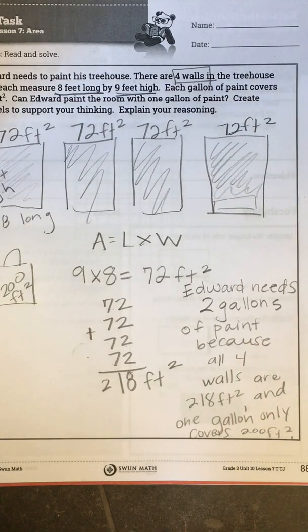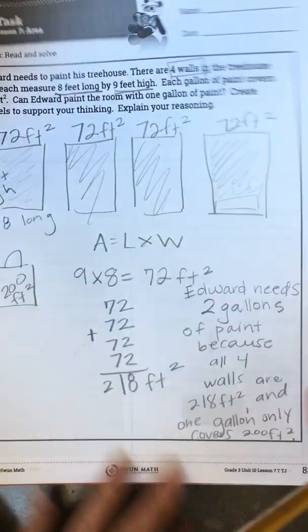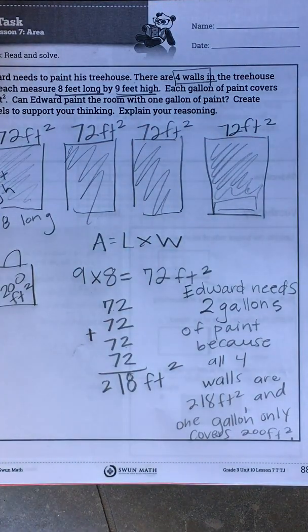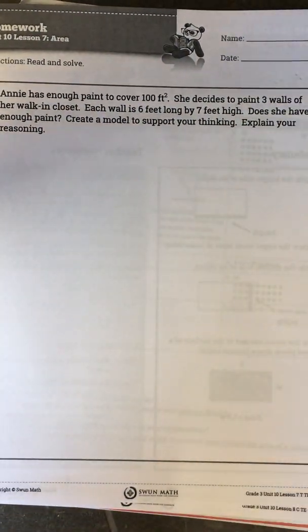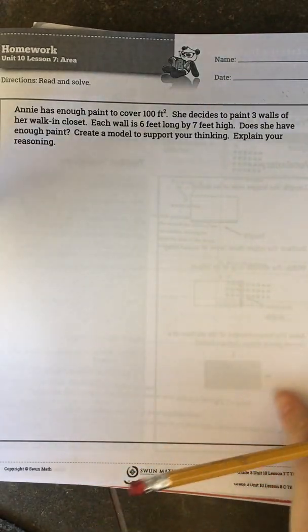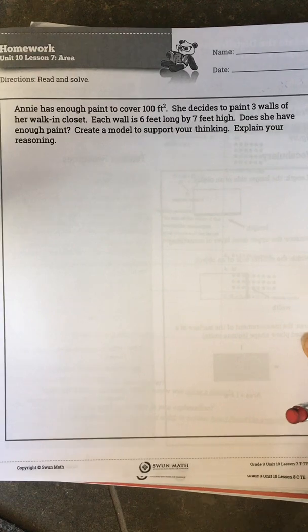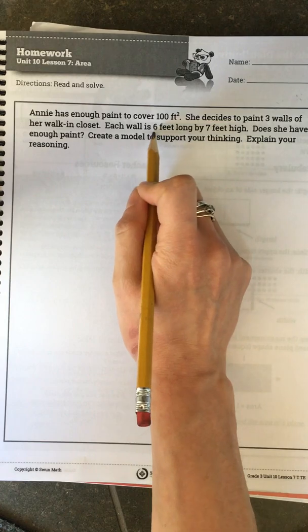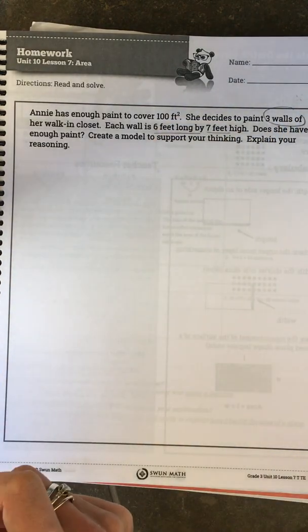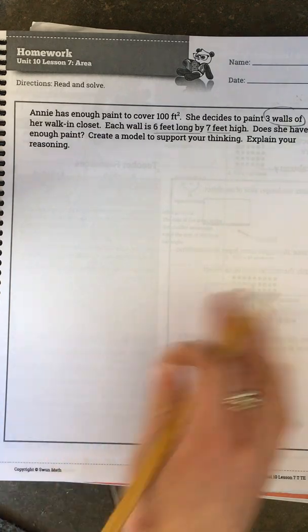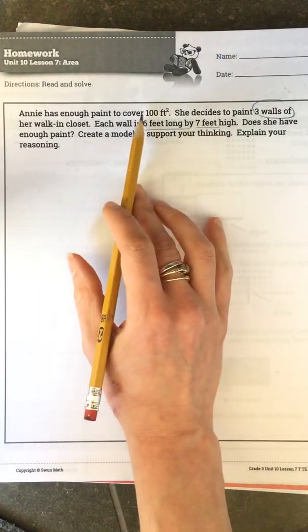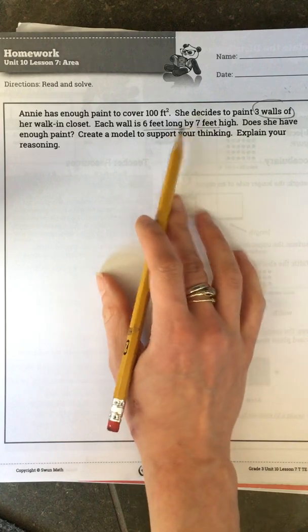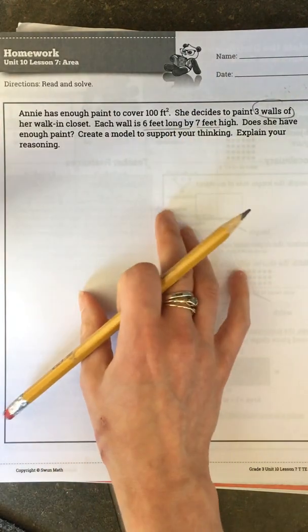Okay? So your work for today, actually, let me get this for you. This one shows the homework. So on your homework today, it says, Annie has enough paint to cover 100 square feet. She decides to paint 3 walls of her walk-in closet. Each wall, so there's 3 walls, and each wall is 6 feet long by 7 feet high. Does she have enough paint? Create a model to support your thinking and then explain your reasoning. So is 100 square feet of paint enough to cover her 3 walls? So this is what you're working on today.